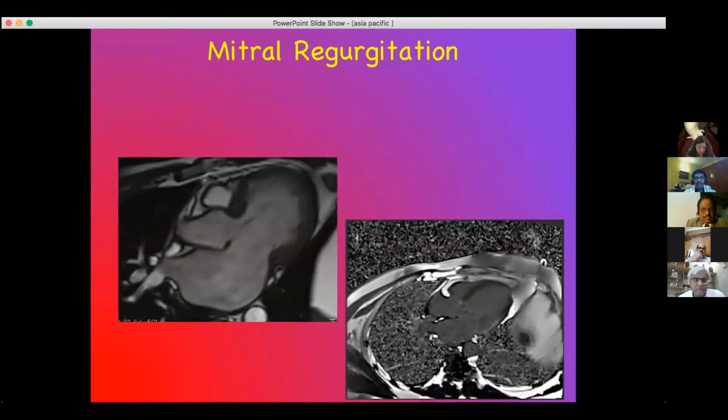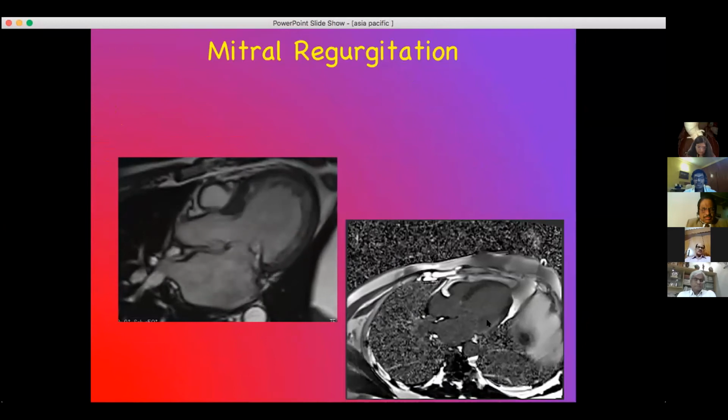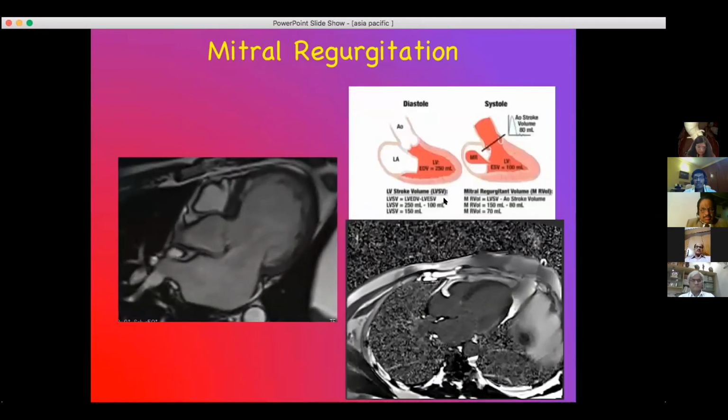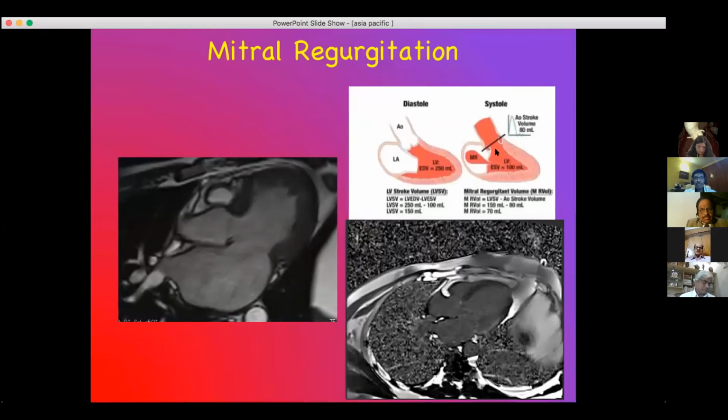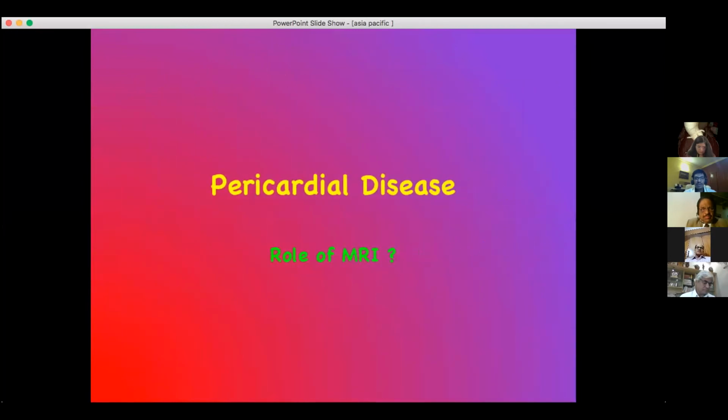Mitral regurgitation, again, a very important clinical problem, and here you can clearly see not only the structure involved and the mechanism, but also you have a very clear way of assessing the regurgitant volume based on the aortic flow and the stroke volume, and also the regurgitant fraction.